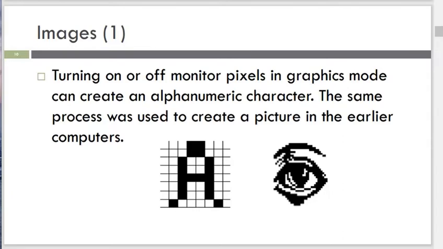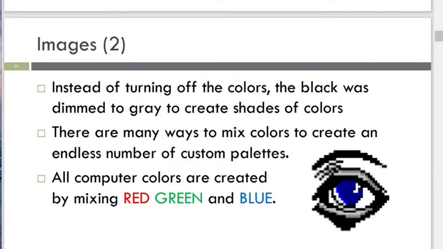Later, with color monitors that had multiple size modes, it became possible to display larger text. Windows and other graphical operating systems used a font to paint the text on the screen in a graphical mode. Two shades of gray and two shades of blue are added to the original black and white. There are dozens of computer color mixing systems and an endless number of custom palettes, and all computer colors are created by mixing red, green, and blue.